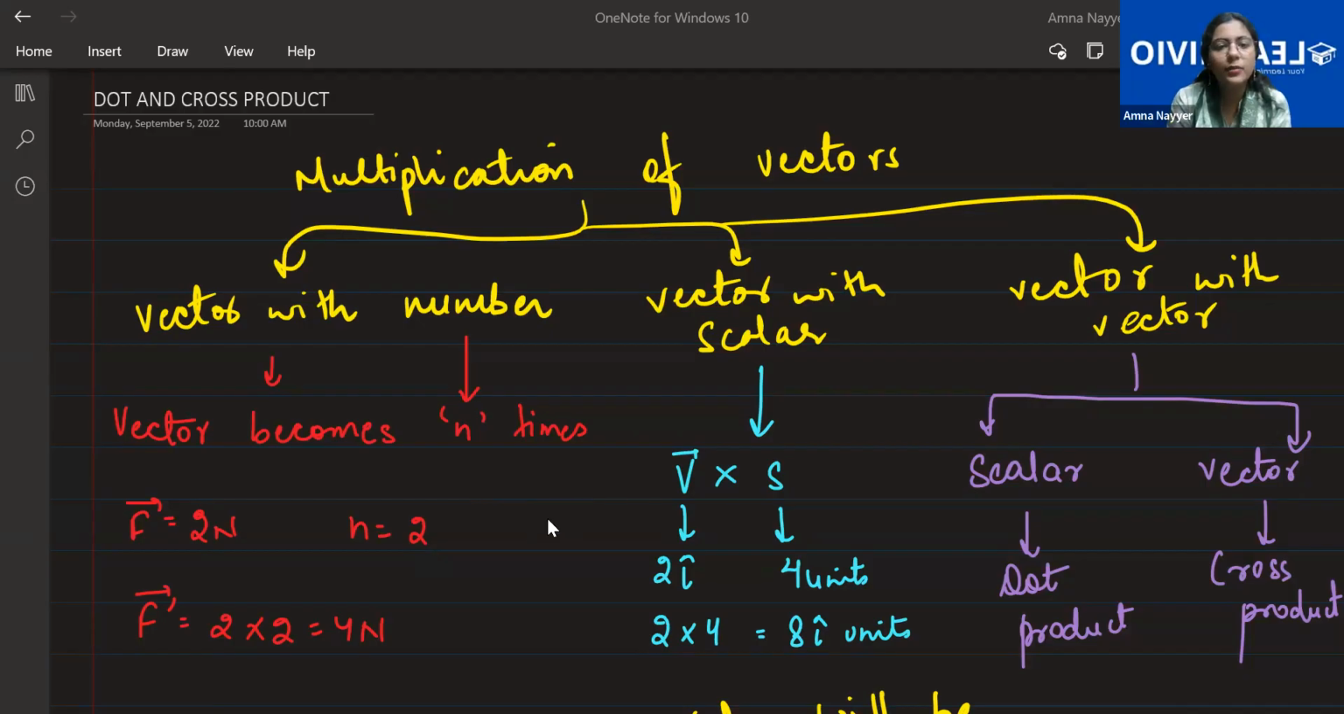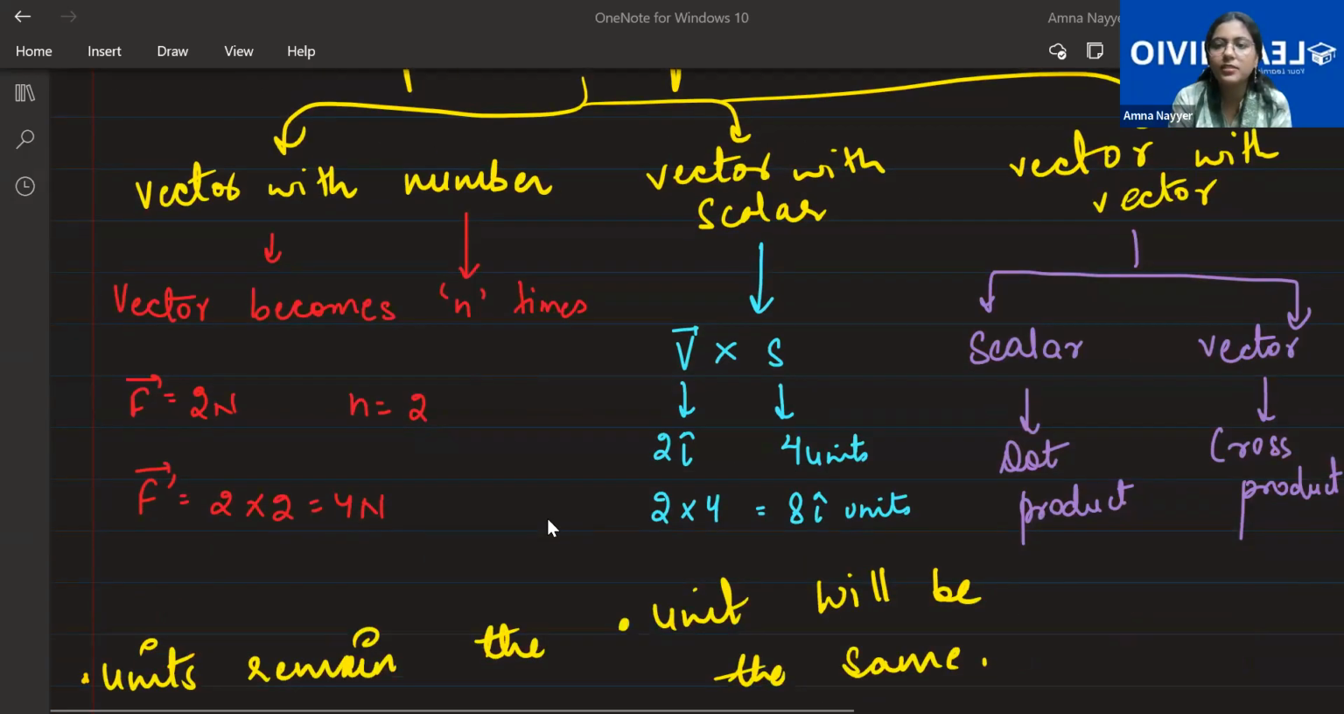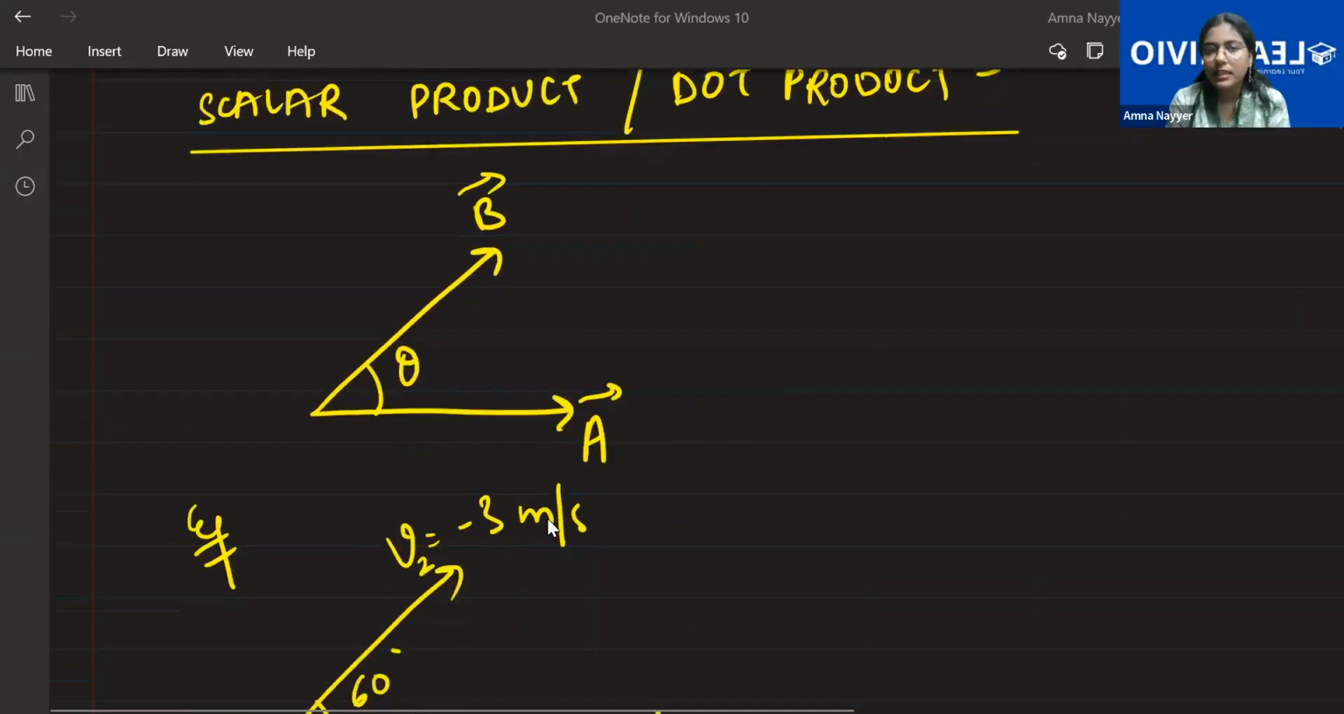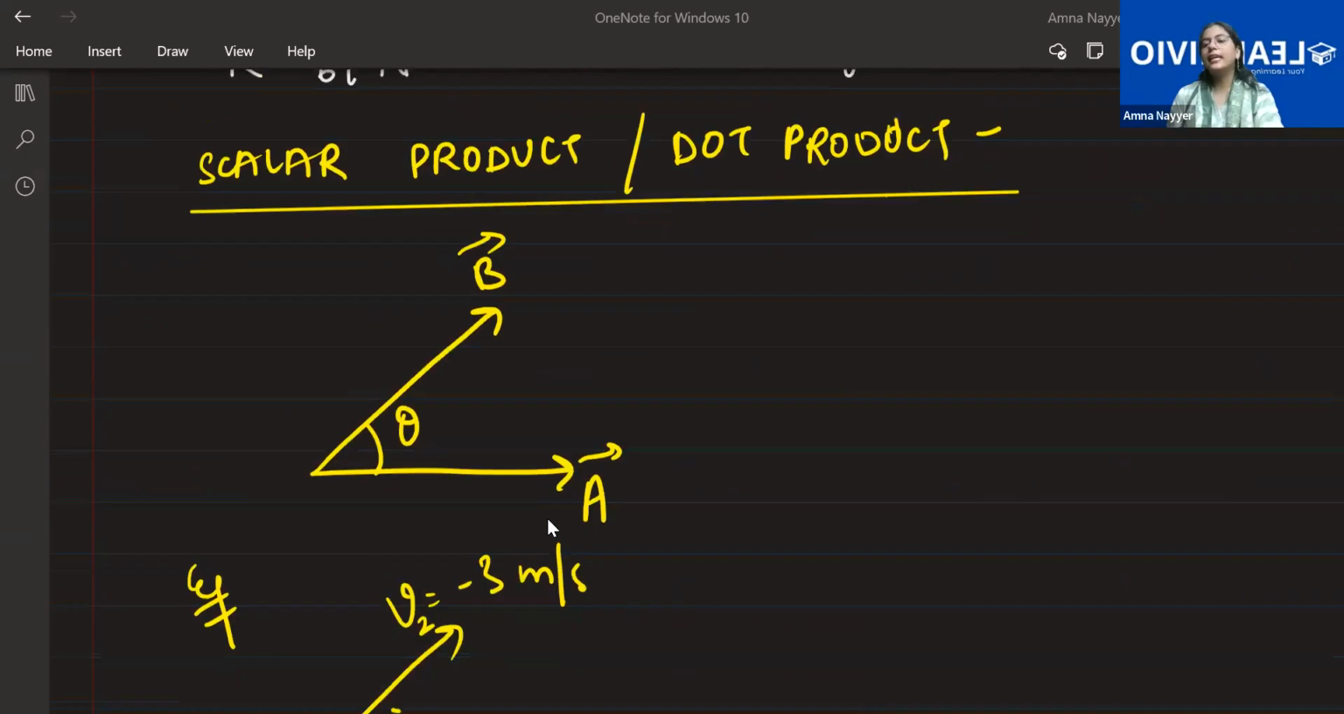So yesterday we started with vectors with numbers, vectors with scalars, and vectors with vectors. Okay, let's start with the dot product. Now, dot product is the scalar product. Scalar product means the resultant will be a scalar. You will have two vectors only. When you take their dot product, the resultant will be a scalar.